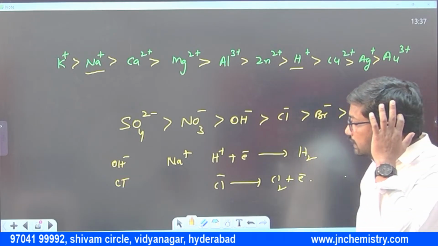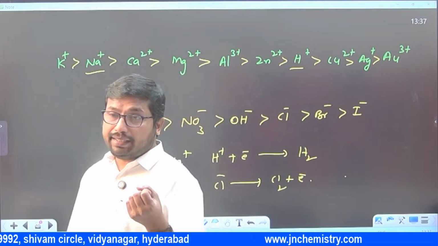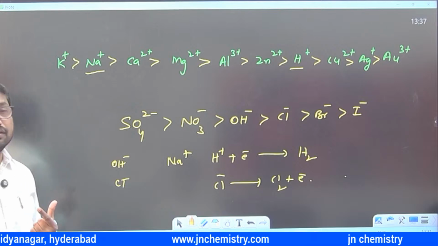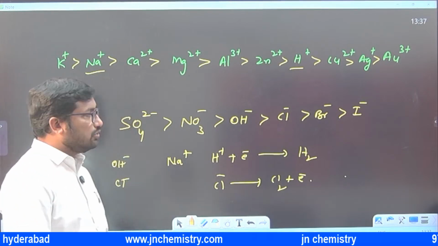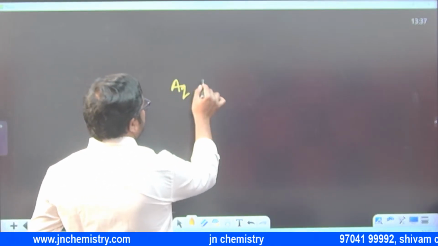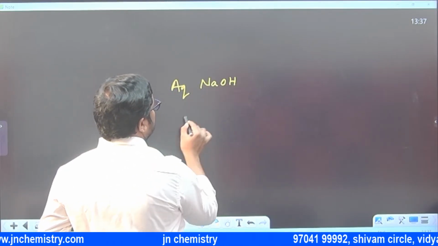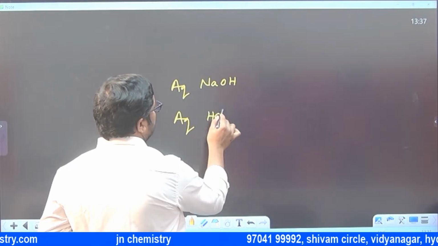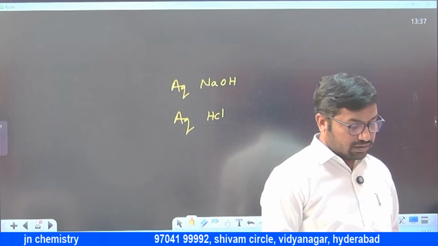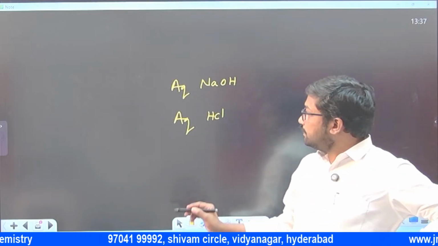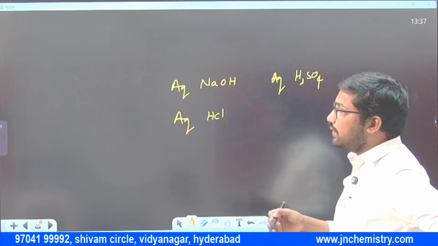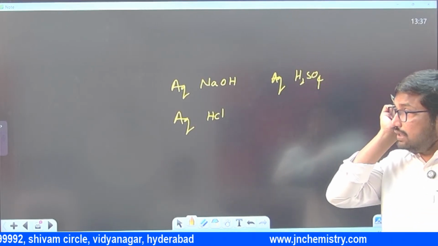So this preferential discharge potential theory is applicable when we are using the inert electrode. Write it down. Inert electrodes and active electrodes, both are there. Now aqueous NaOH, aqueous HCl, write it down. Aqueous HCl: at anode and cathode, write the reactions. Aqueous H2SO4: at anode and cathode, which ions are liberated? That is important.